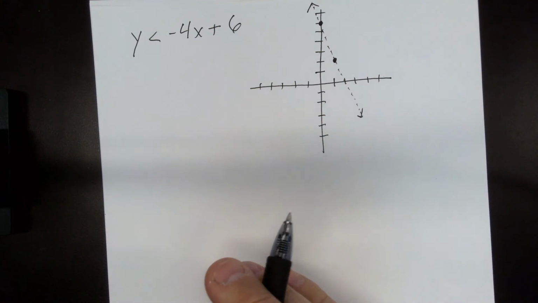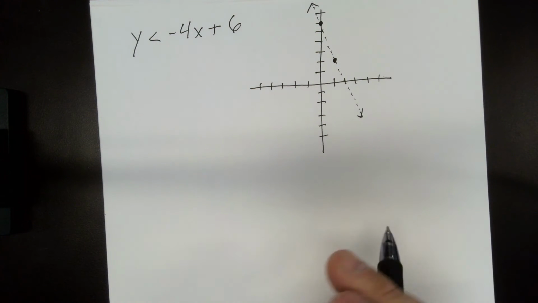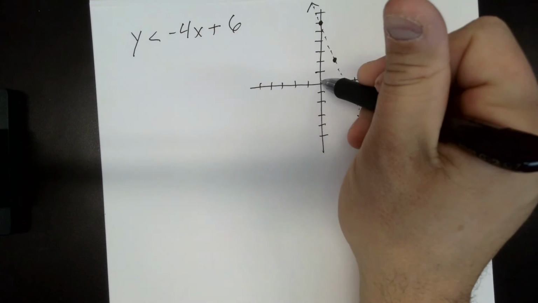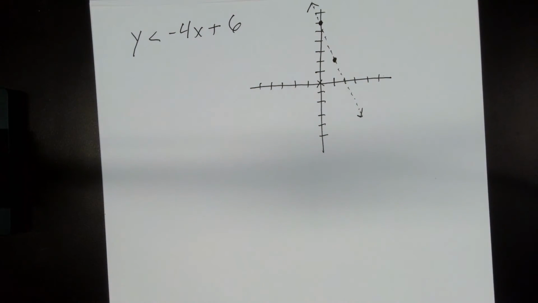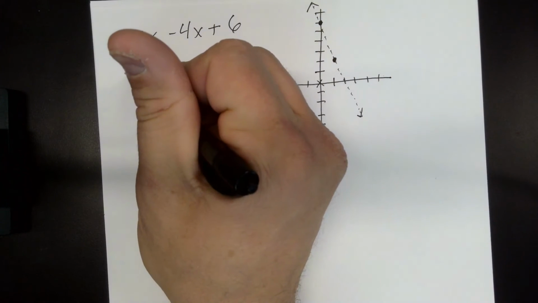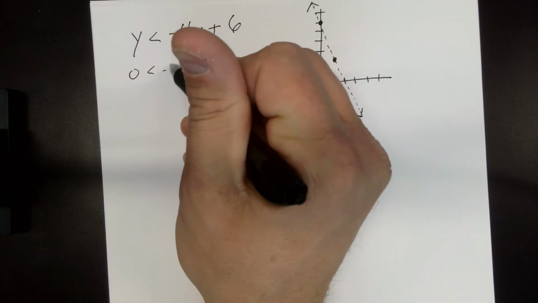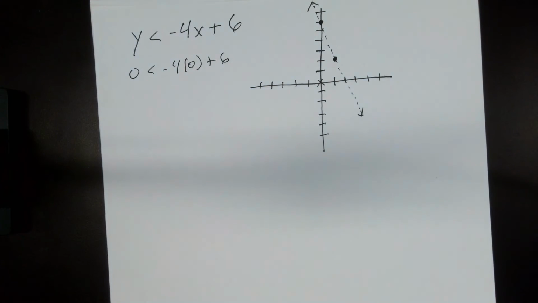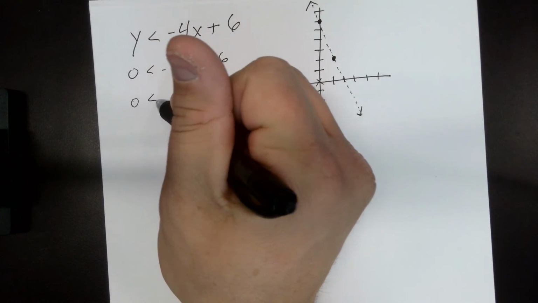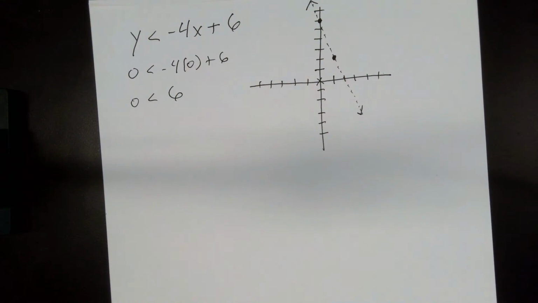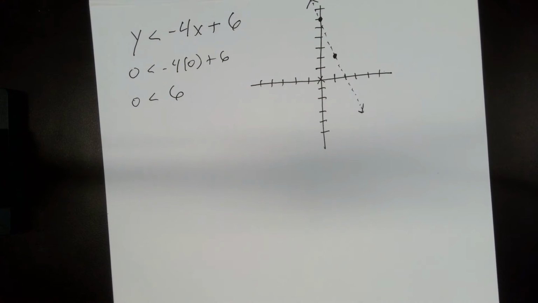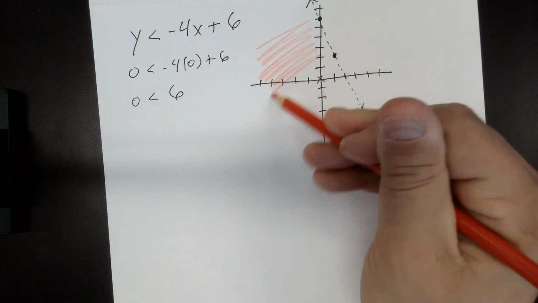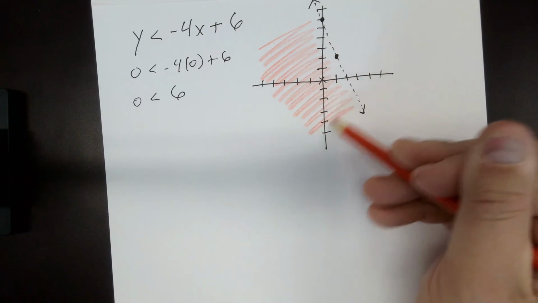Okay, now we have to test a point. What point do we want to test? 0. Okay, 0 is over there, right? So we're going to plug 0 in for our y and 0 in for our x, which is going to say 0 is less than 6. Is that true? Yes. So shade this side. So if it's true, you shade the side of the line that has 0, 0.